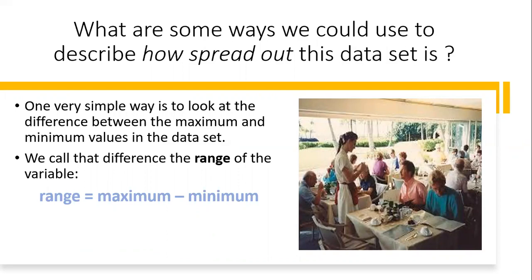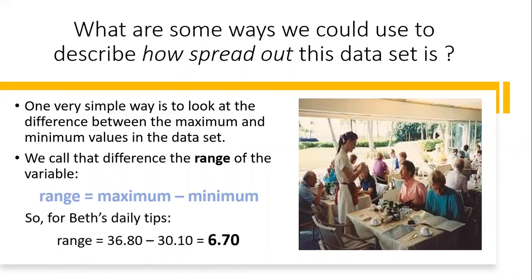So for Beth's data set of daily tip amounts, the range would be the difference between $36.80, which was her maximum, and $30.10, which was her minimum. That difference that we get by subtracting those, $6.70, is called the range of the data set. And range can be one way of measuring how spread out the data is. We're going to look at some other methods as well. So let's proceed onward.